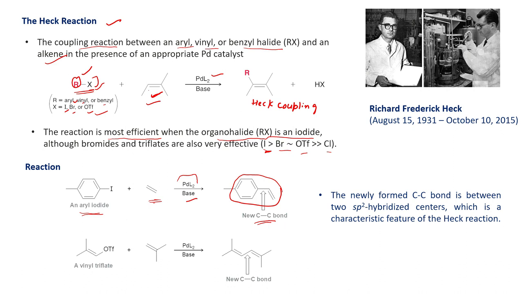Similarly, when you treat vinyl triflate with ethylene in presence of palladium, you can see conjugated diene formation, new carbon-carbon bond formation. Because one part is alkene, which is sp2 hybridized, there is formation of carbon-carbon bond between sp2 and sp2 carbon in Heck reaction. This carbon is sp2 hybridized and this ethylene part is sp2 hybridized.